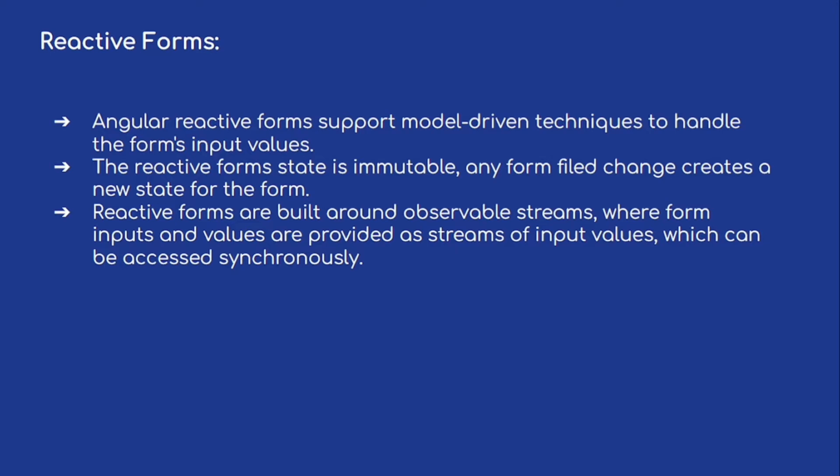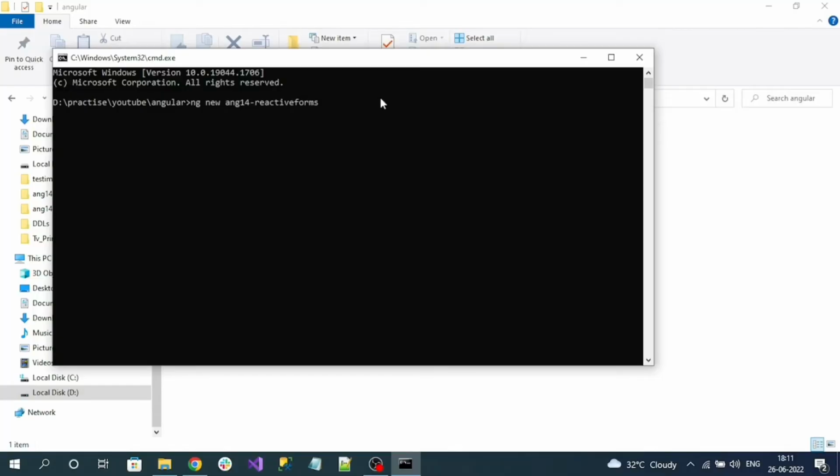Let's jump into creating a sample application and go through all the techniques that can be used for implementing reactive forms. So here is the Angular CLI command for generating the Angular application, that is ng new, followed by the name of your project. So let's create the project. For this demo, I am not using routing, so click N for no.